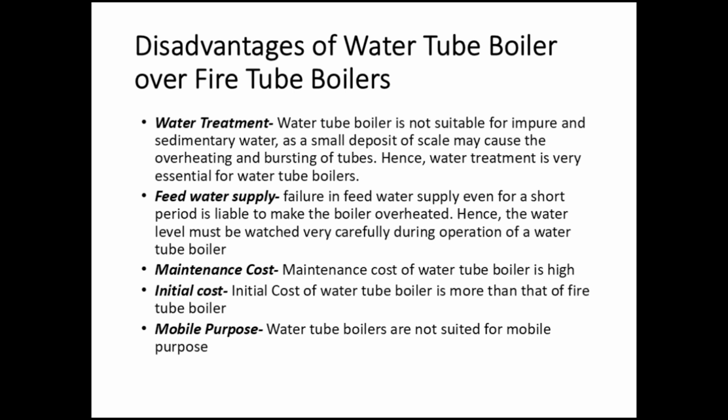Feed water supply. Failure in feed water supply even for a short period is liable to make the boiler overheated. Hence, the water level must be watched very carefully during operation of a water tube boiler. Maintenance cost. Maintenance cost of water tube boiler is high. Initial cost. Initial cost of water tube boiler is more than that of fire tube boiler. Mobile purpose. Water tube boilers are not suited for mobile purpose.